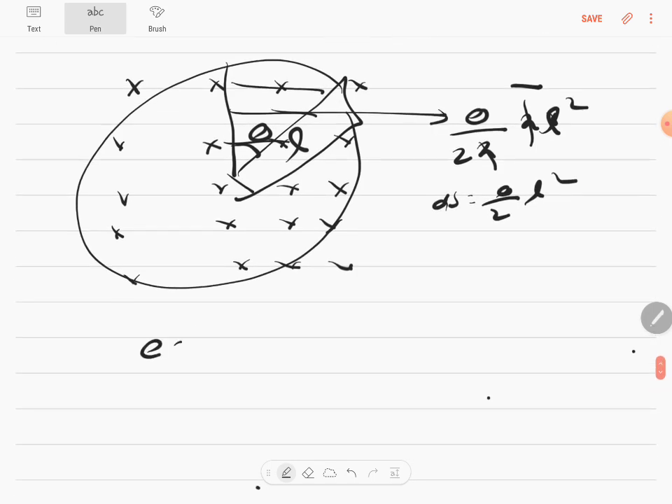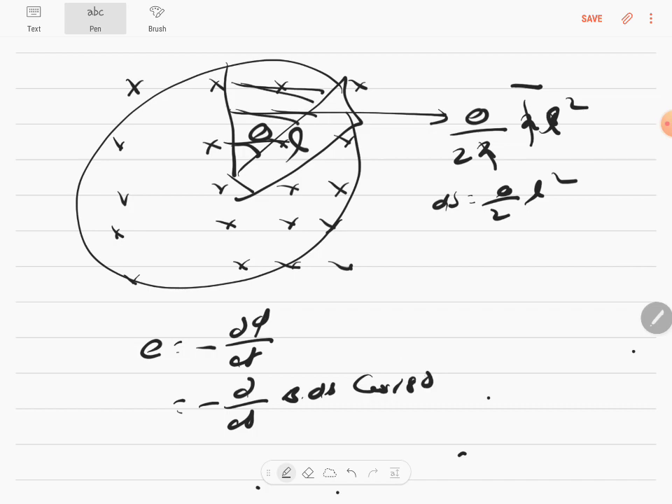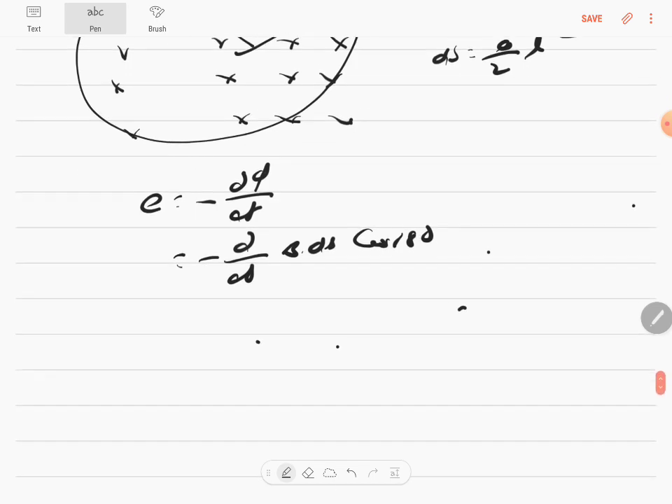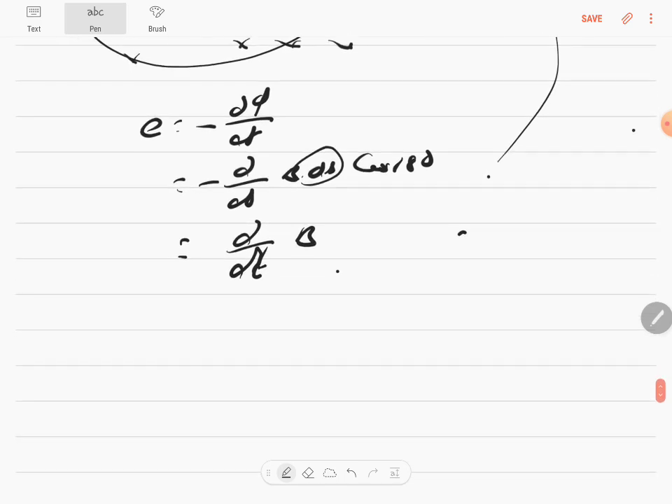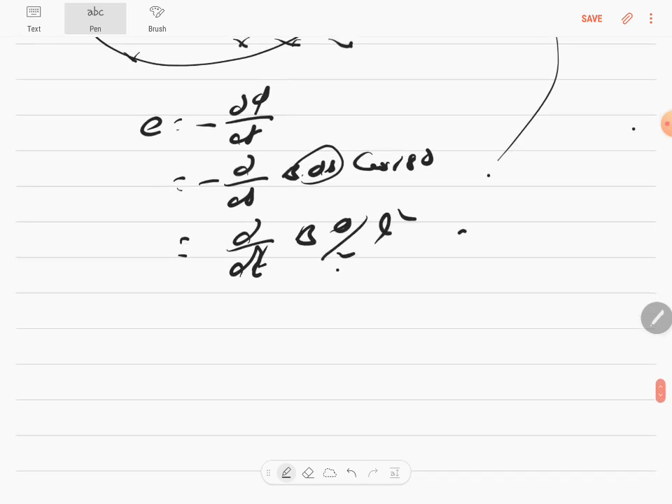Now write Faraday's law. E is equal to minus n into d phi by dt. No need to write n, number of turns is not there. Minus d phi by dt, which is minus d by dt of b ds cos 180. Why 180? Because the area vector is normal to the area, pointing outward, and the magnetic field is pointing inward, so cos 180. So minus of minus will become plus d by dt of b into ds, which is theta by 2 into L square.